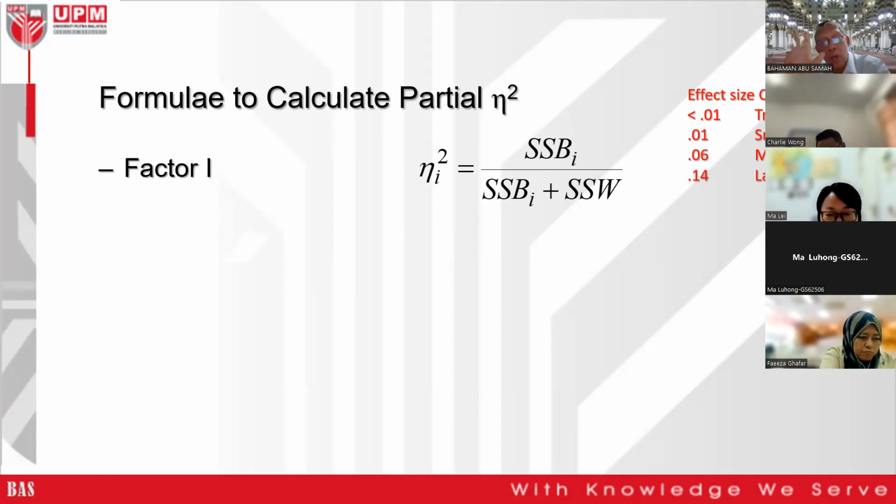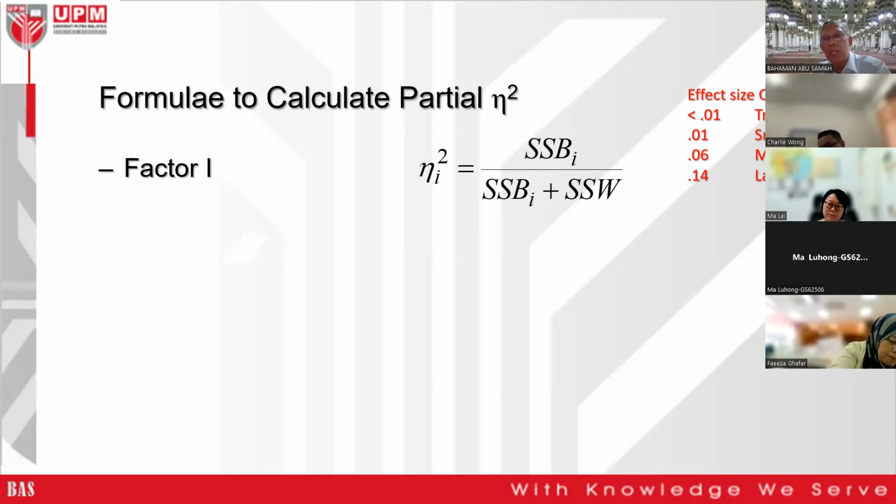But since we have factor 1, factor 2, and interaction, in order to calculate partial eta squared, we don't divide by sum of squares total. I mean, we don't divide the sum of squares between for each factor or interaction by sum of squares total, but instead we divide by the sum of squares between for that factor plus sum of squares within. That's why we call it partial eta squared.